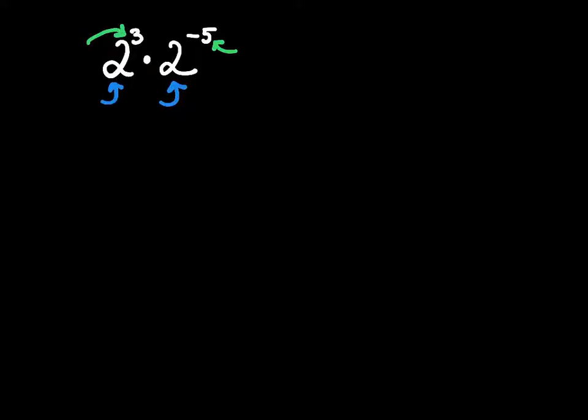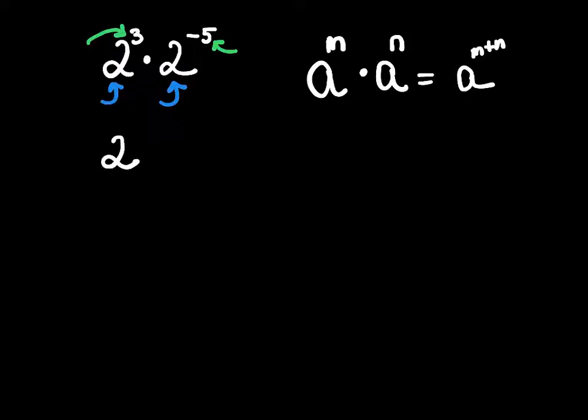The way that we often write this in algebraic notation is a to the m times a to the n is equal to a to the m plus n. So again, you're going to add the exponents. In our example here, we have 2 to the third, 2 cubed, times 2 to the negative 5. We are going to keep the a part, which is the 2, and then we're going to add the exponents. 3 plus negative 5 should give you negative 2. So the answer is 2 to the negative 2 power.